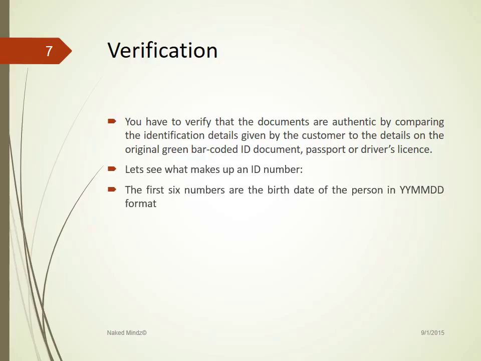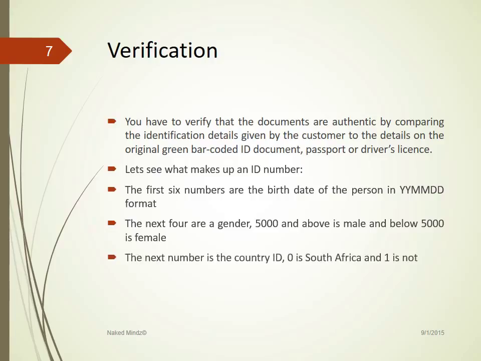The first 6 numbers are the birth date of the person in year, month, date format. The next 4 are gender, and that means 5,000 and above is male and below 5,000 would be female. The next number is the country ID. 0 is South Africa and 1 is not. The second last number used to be a racial identifier but now means nothing.